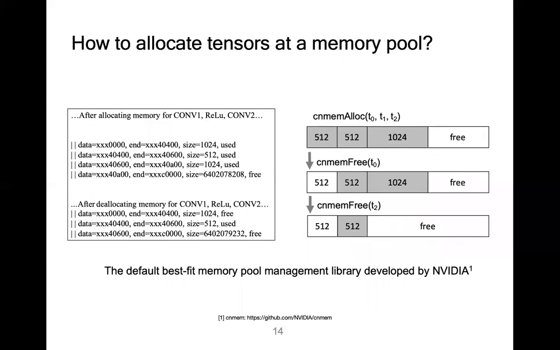After deciding the data to be allocated on GPU, here comes the next question: how to allocate tensors in a memory pool? The reason why we adopt a memory pool to allocate tensors is that it can avoid the non-trivial allocation overhead from using the native CUDA API, for example, cudaMalloc and cudaFree.